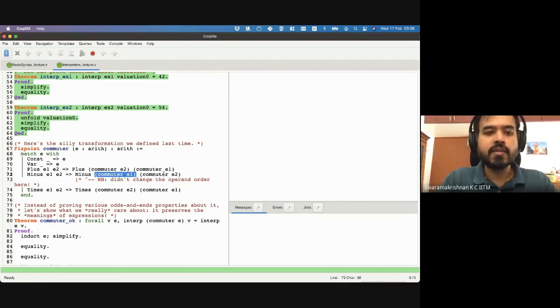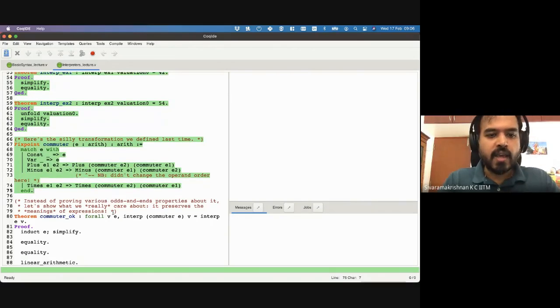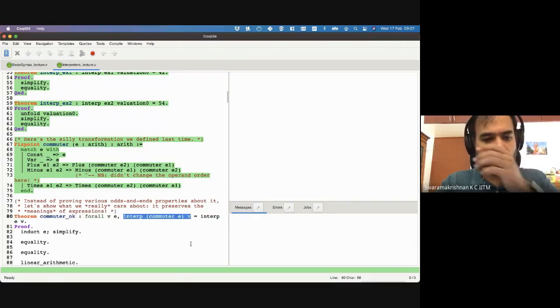Why do we do that? You can prove a simple property, right? If you interpret a commuted expression under some valuation V, then interpreting the original expression under V will give you the same result for all expressions, right? So for all valuations and expressions, we are saying that interpreting the commuted expression is the same as interpreting the original expression. This is a nice property, right?